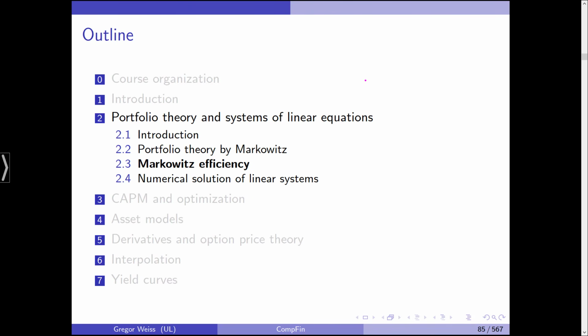In the next video, we'll start with the efficiency as it is defined in Markowitz portfolio theory.